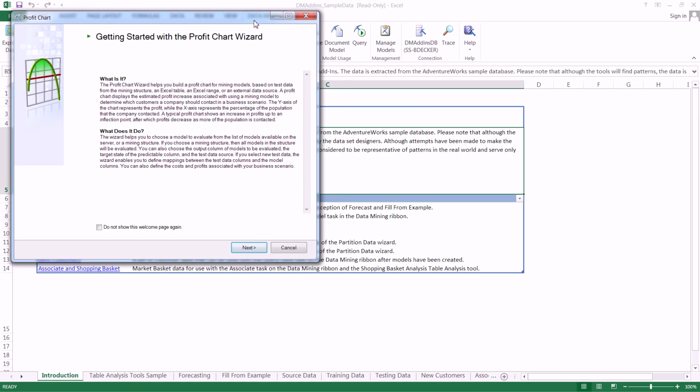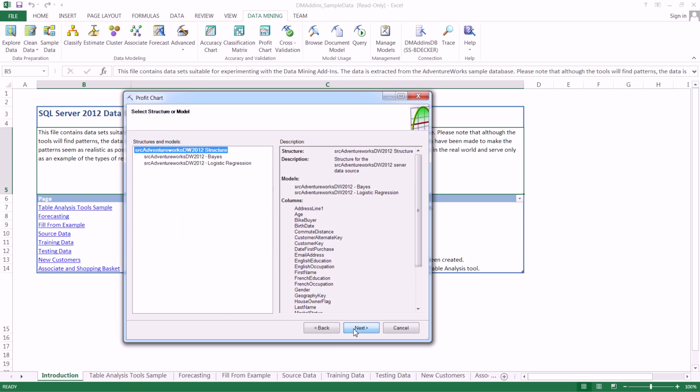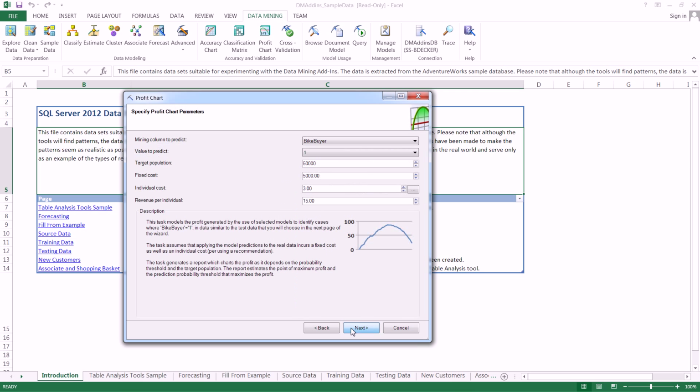You simply come up here and hit the profit chart wizard button, and go ahead and start. You select the structure that you want to use. You don't select individual models, because I like to select structures, as that allows you to compare different models to one another.